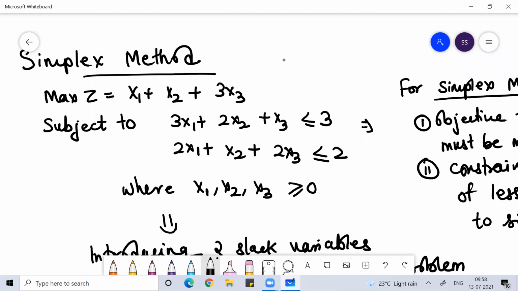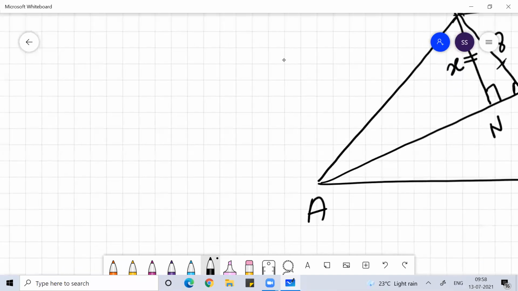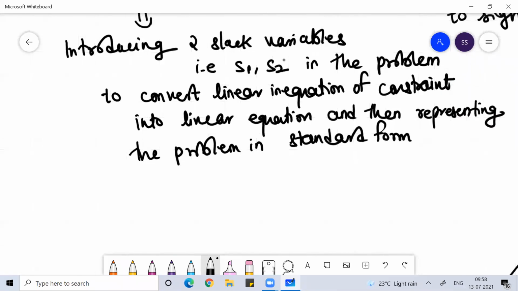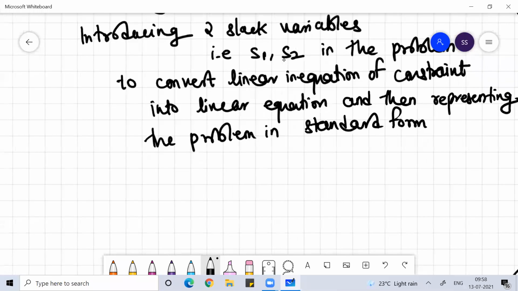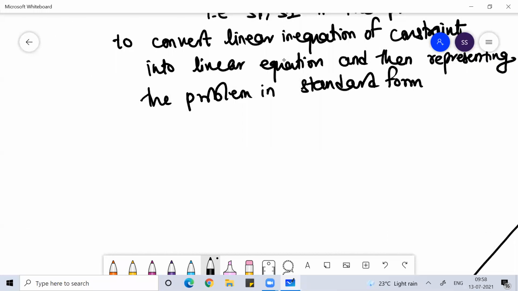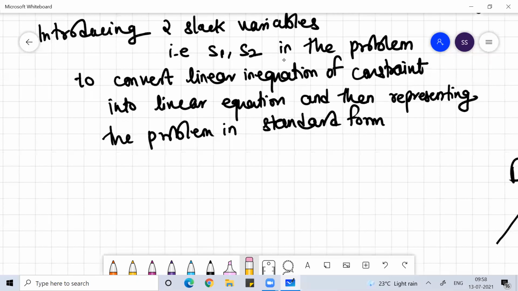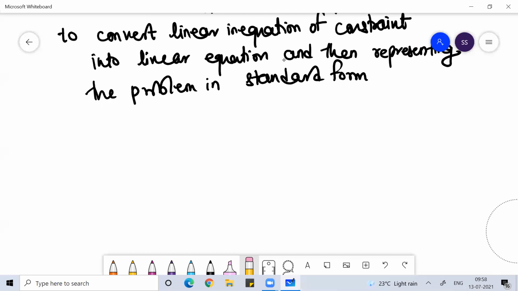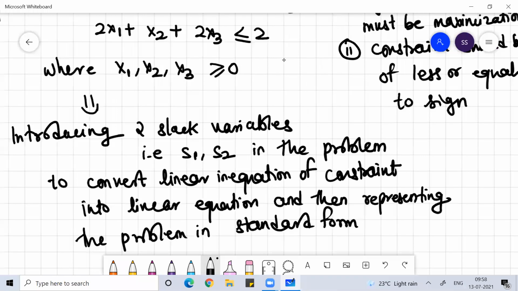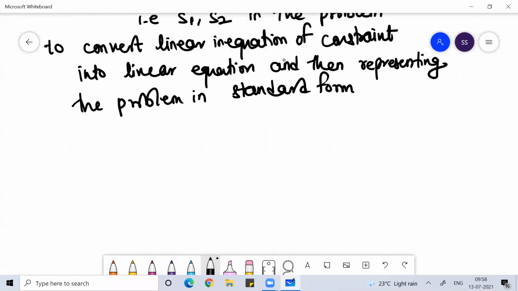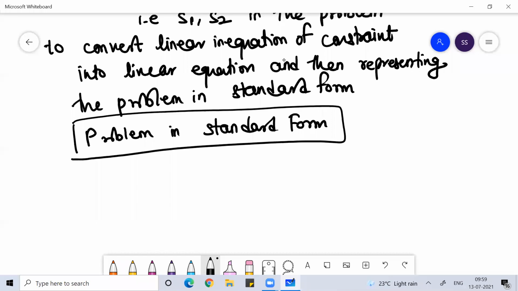So once we are done with this, now what will we write? Now I'll write the problem like this in the standard form. The problem in the standard form. So once we're done with this, we'll write the problem in the standard form.